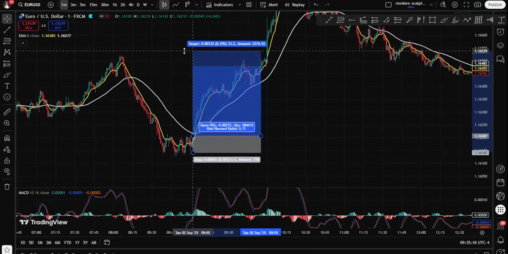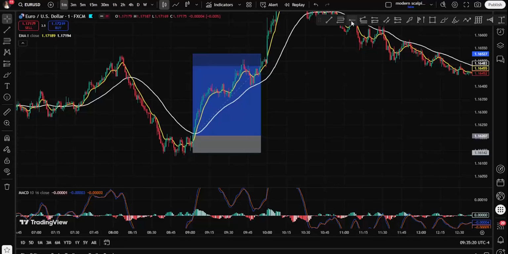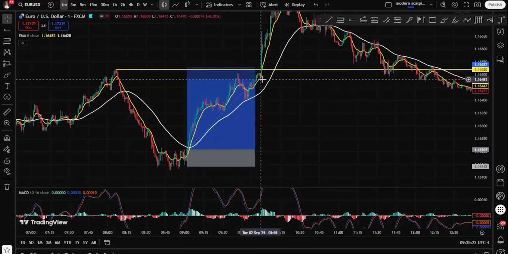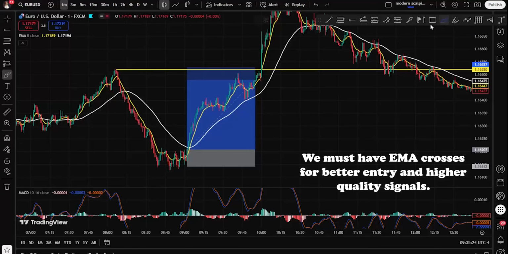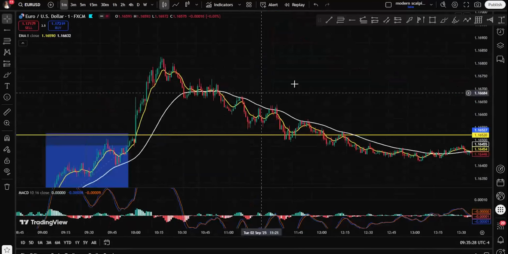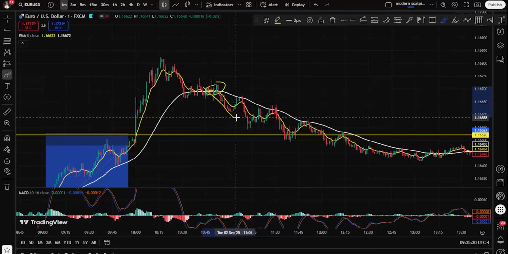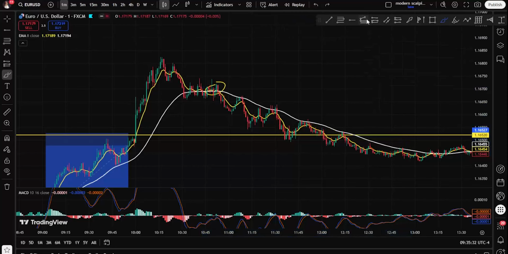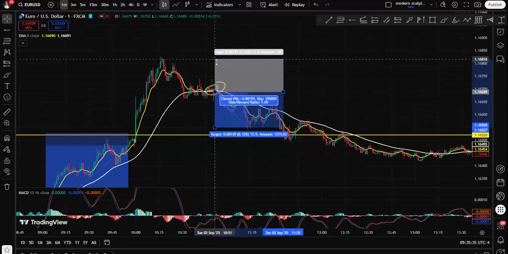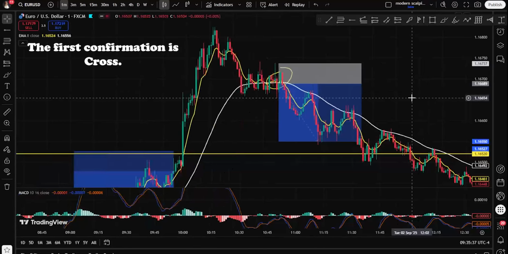Rule 1. EMA crossover. When EMA 8 crosses EMA 34 from below, it's a bullish signal. Conversely, if EMA 8 crosses EMA 34 from above, it's a bearish signal. But remember, this is just the first condition. You need to get confirmation.